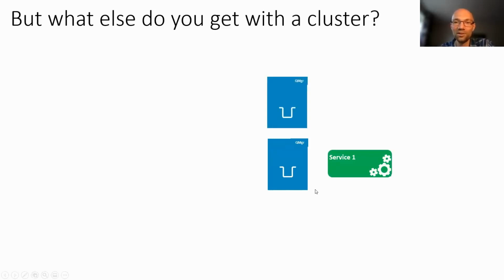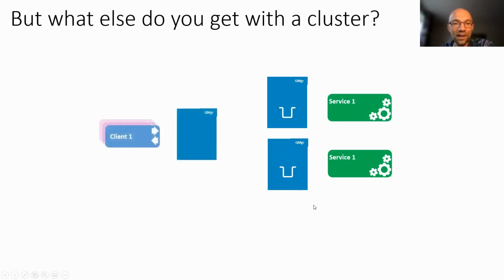Now we might want to add extra queue managers in order to maybe improve availability or to allow more throughput to be processed by this service. So we can add another queue manager and another service that processes messages off that queue.